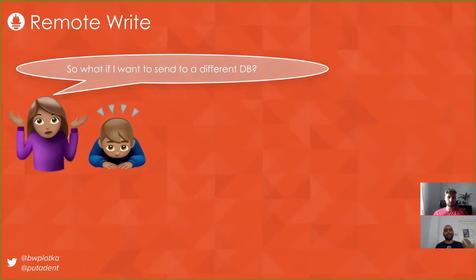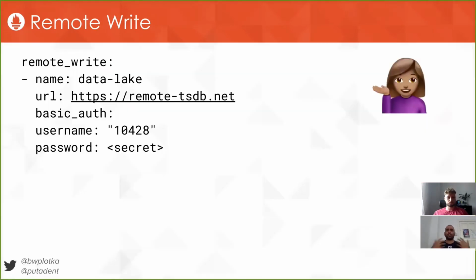So Prometheus has a protocol called remote write. It's an extremely simple protocol. In your Prometheus configuration, you just add a stanza called remote write. You name the remote endpoint. If you have any authentication on it, you specify the authentication, and then Prometheus will start sending every single sample it scraped to this remote endpoint.